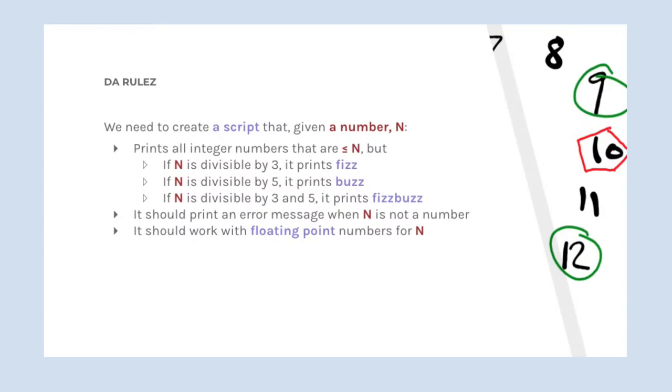It has to print an error if the provided parameter is not a number. And for whatever reason, it has to work with floating point numbers too. A particular part of this that we usually overlook is that in this case, it has to be a script. It's not expected to be just a function. It actually has to be runnable on the command line. I will get to that by the end of the presentation.